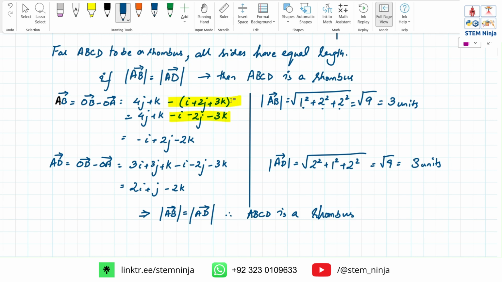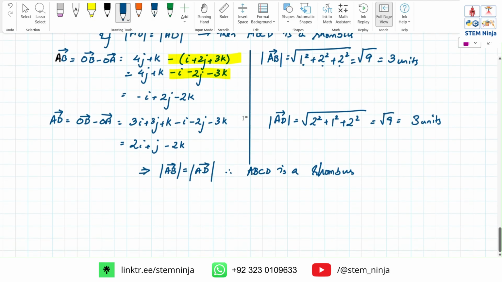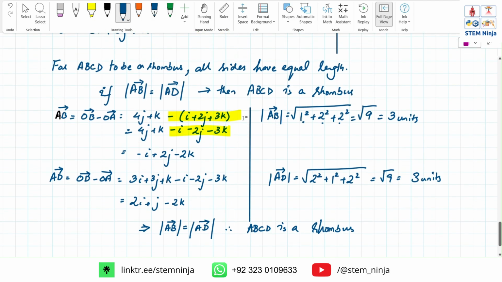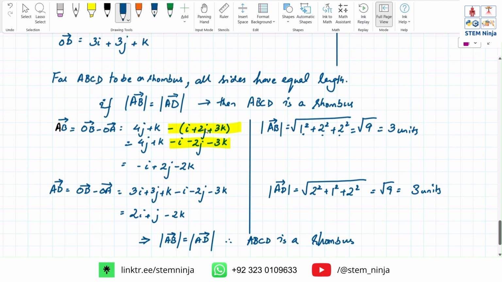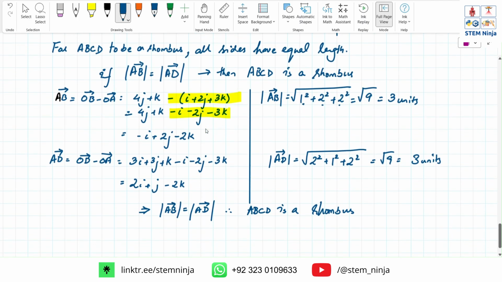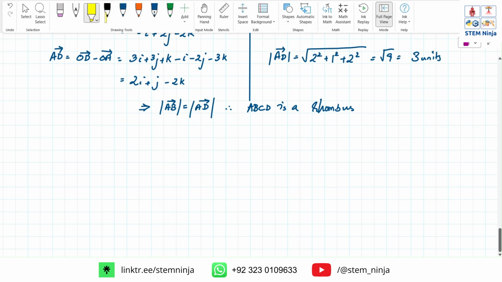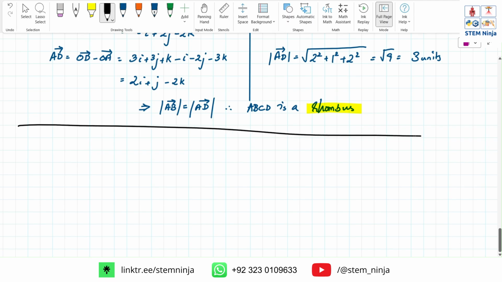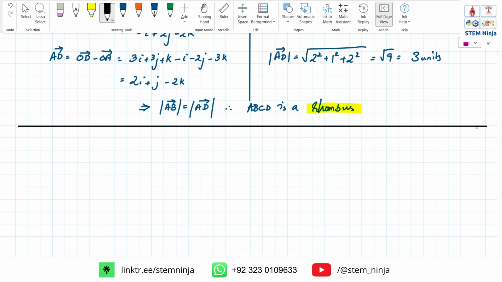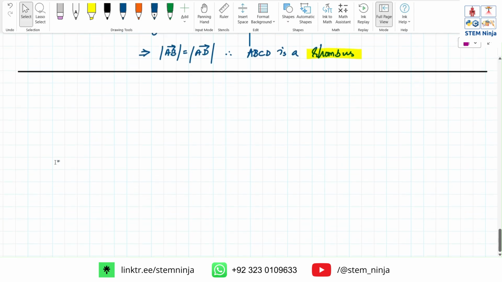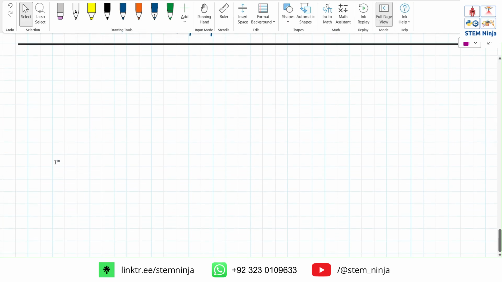All right. So this was an example where we had to use position vectors, addition, subtraction, magnitudes, and just a basic understanding of what makes a parallelogram a rhombus. Now, we did addition and subtraction operations with vectors. Now let's talk about multiplication. So multiplication with vectors.